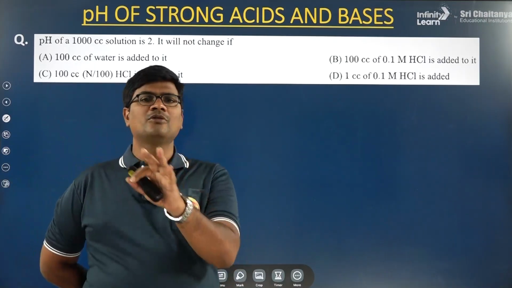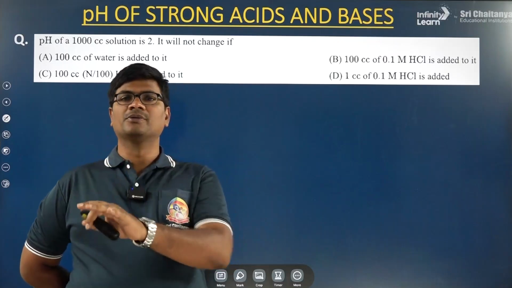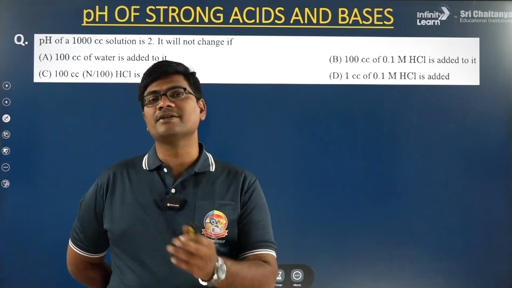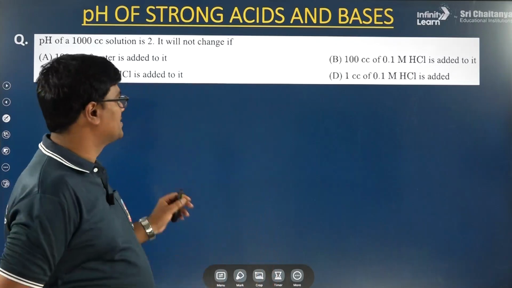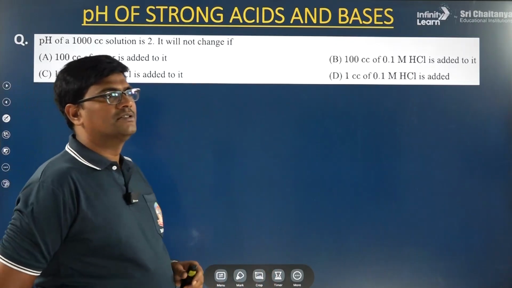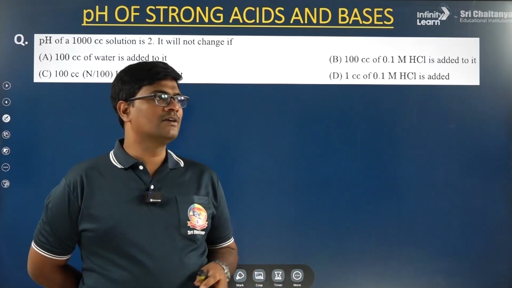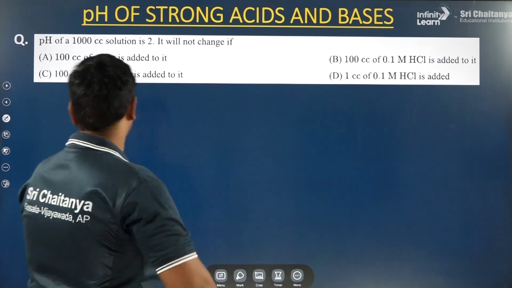So, here we have a solution of pH 2. To this we are adding water. Obviously, pH increases. There is pH change. Let's go for option B. They are adding 100 cc of 0.1 molar HCl. First of all, here pH 2 means what is its concentration?